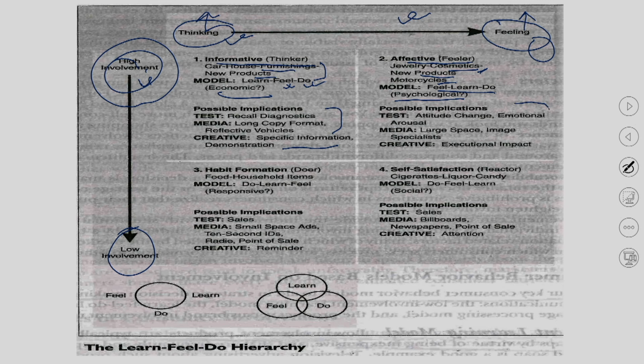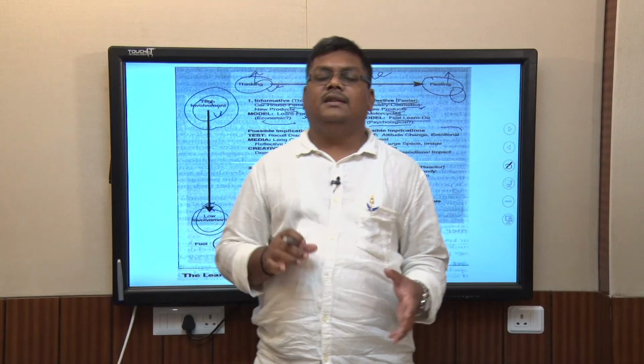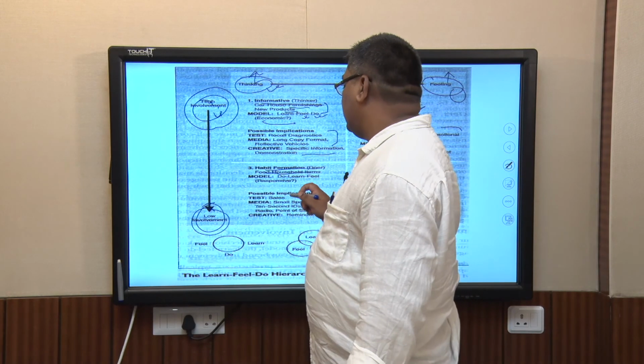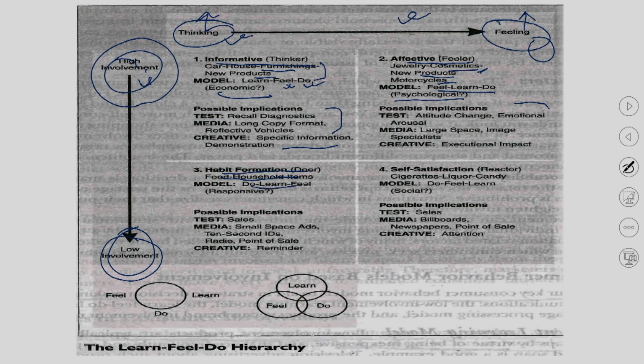The third model, where a consumer is low involved and high on thinking, is habit formation, and this type of consumer is called the doer. So, here examples are food and household items. Here you are not at all involved, but the thinking is there because you have to think about nutritious food, but you are not involved with what brand you are buying, just buying nutritious food, that kind of thing. The model here is do, learn and feel.